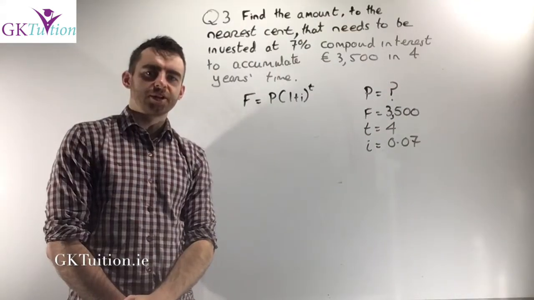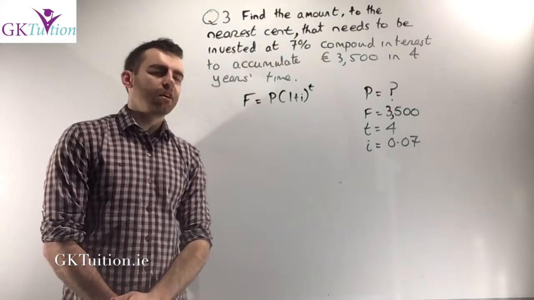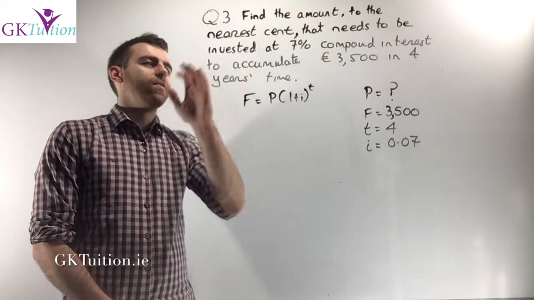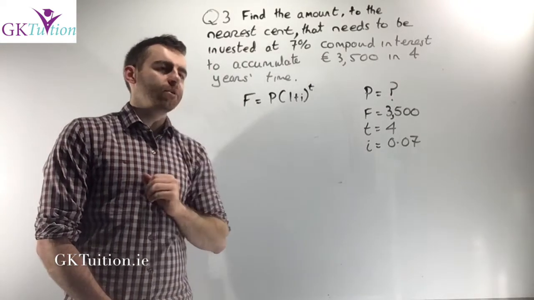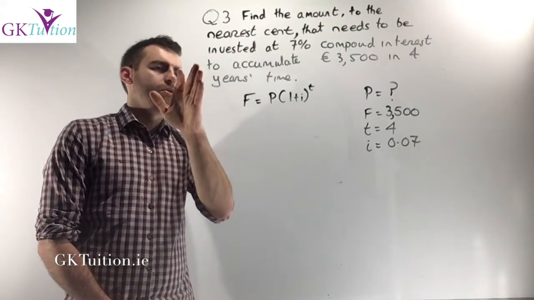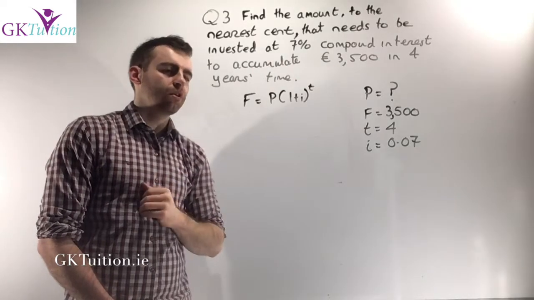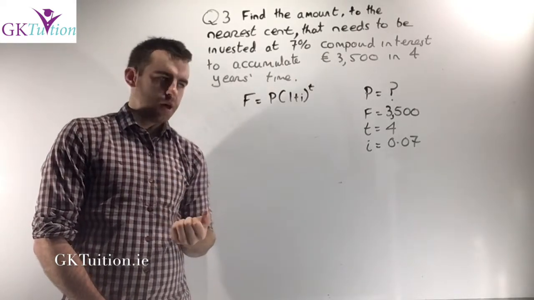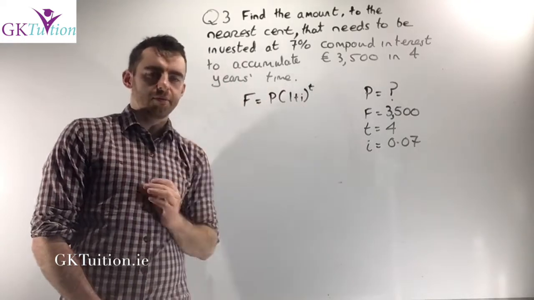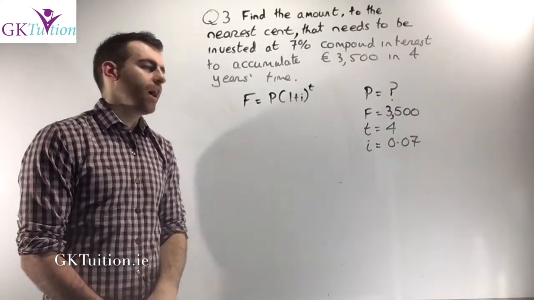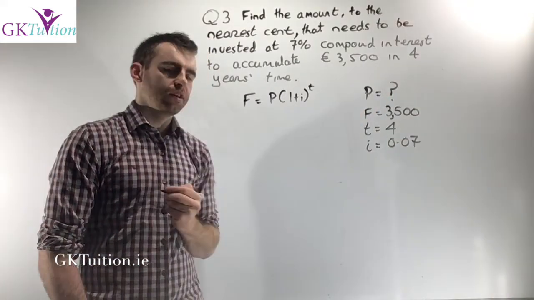Okay, let's have a look at question 3 here. This one was slightly different. It asks you to find the amount to the nearest cent that needs to be invested at 7% compound interest in order to accumulate €3,500 in 4 years' time. So once again, we're talking about compound interest, so you should write out your formula from page 30. And as always, fill in the information that you know.